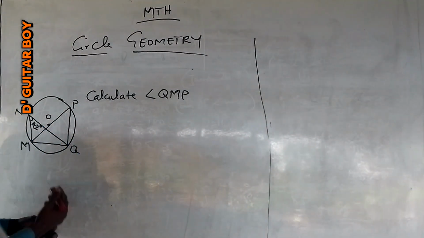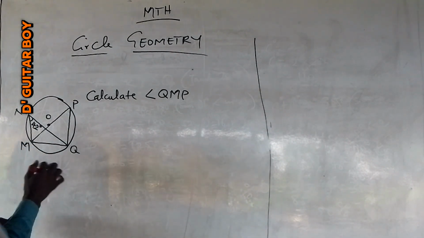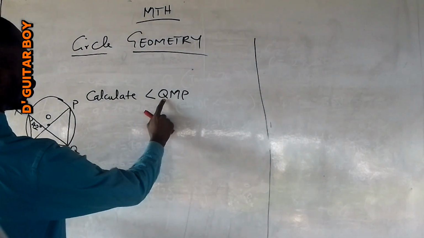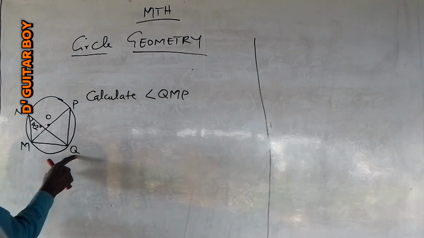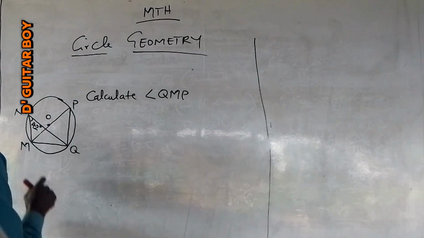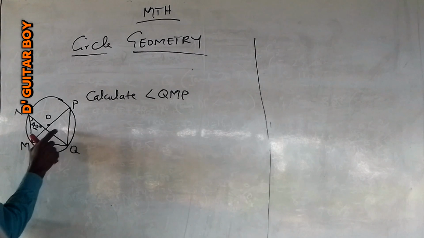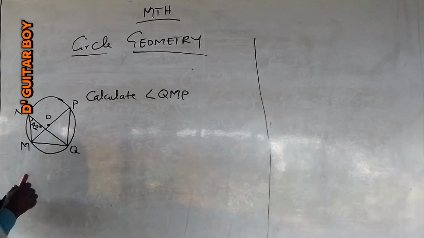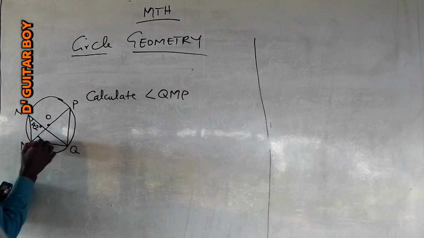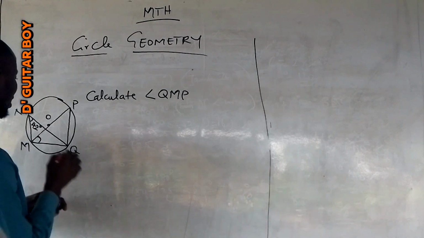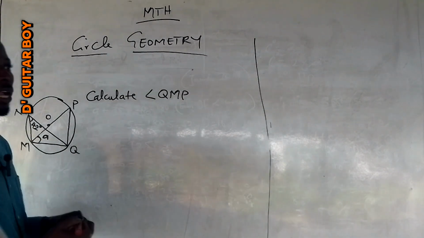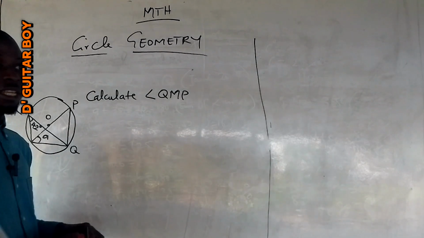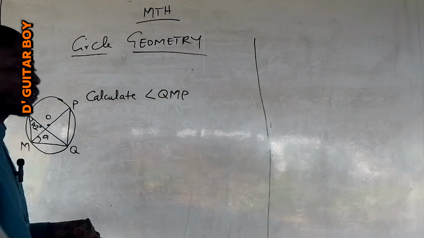Now, what can we do from what we have on the board? They ask us to calculate angle QMP. This is angle QMP, so it means this angle. I don't want to call it QMP again. Let me call it A so that life will be easy for me. So you can modify it. I have always been saying that you can modify it.